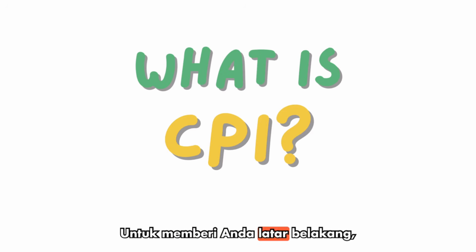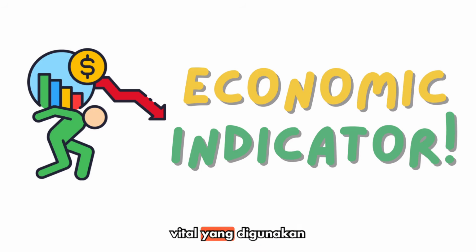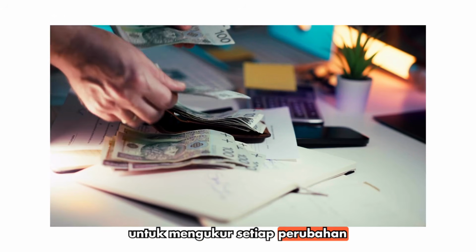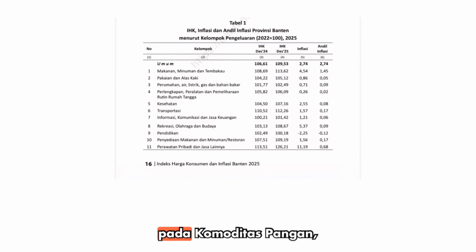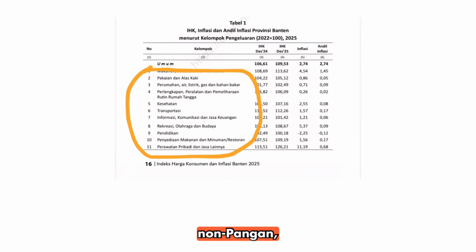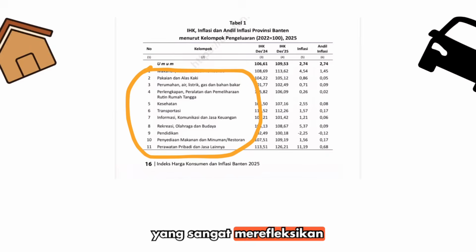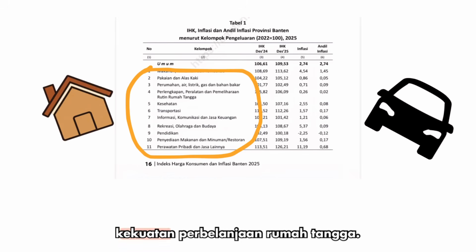To give you a brief background, the Consumer Price Index or CPI is a vital economic indicator used to measure the average change over time in the prices paid by consumers. While Group 1 focuses on food items, our group analyzes the non-food sector, which highly reflects the core living expenses and the real purchasing power of households.